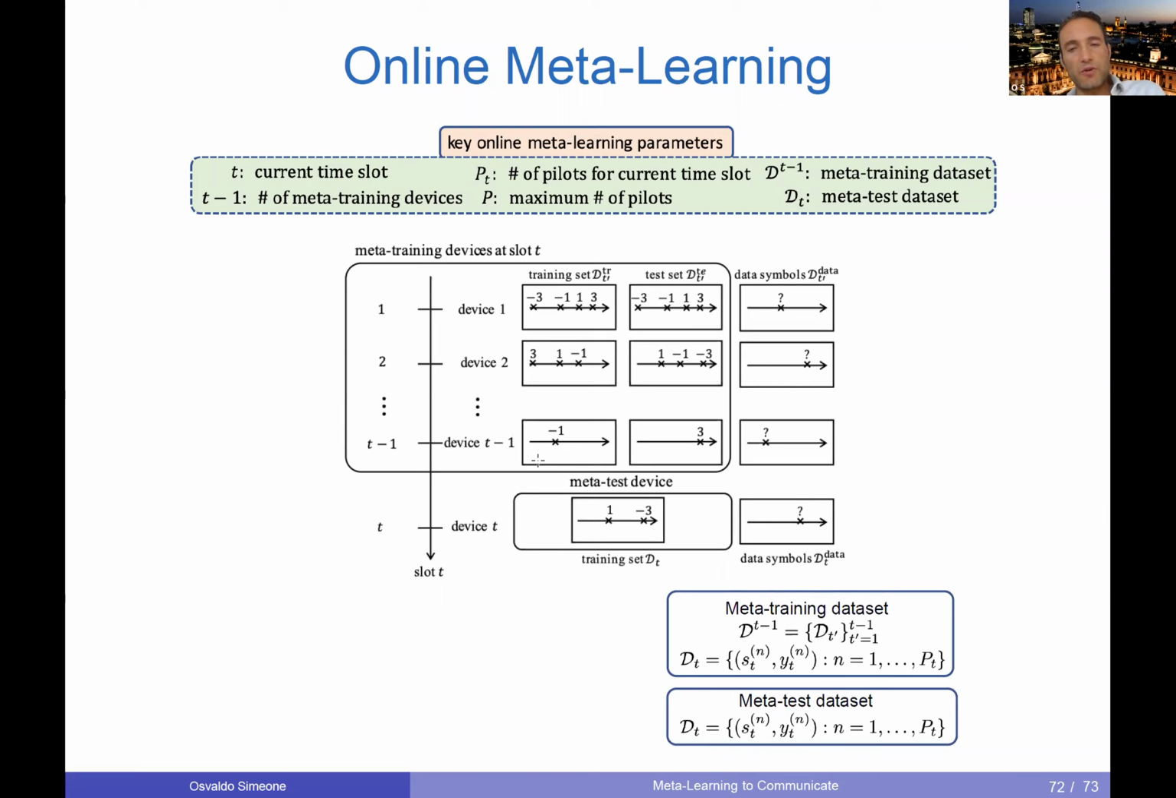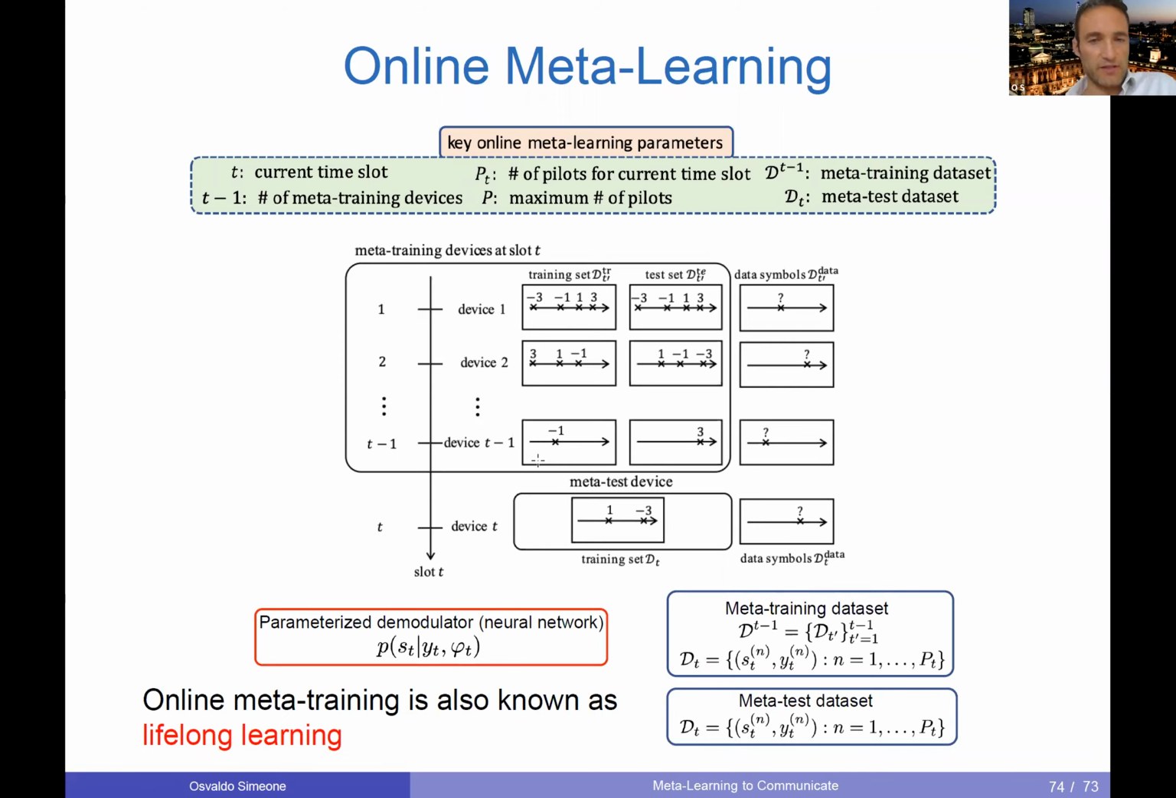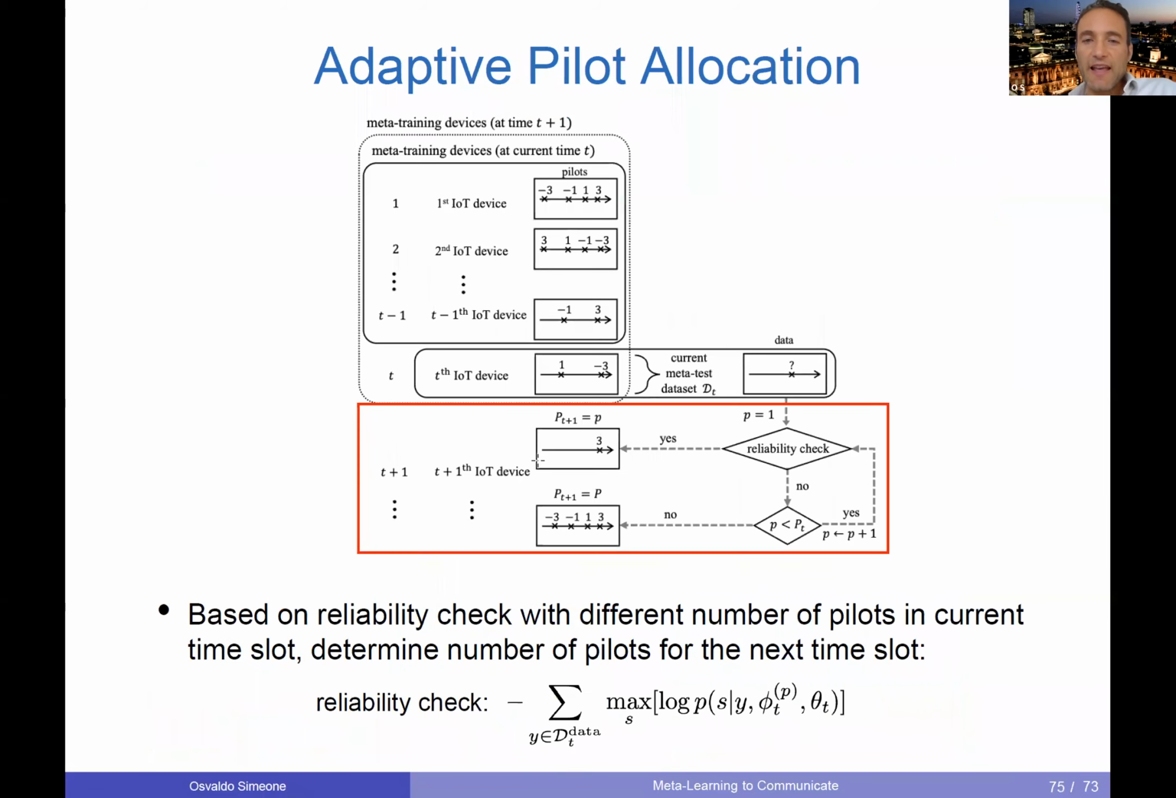And of course, by doing this online, we can also hope that the system would work in non-stationary situations in which the statistics of the system may change over time. And this type of approach is known as online meta-learning and also as lifelong learning, right? Because as time goes on, we change the way in which we adapt to new circumstances. So lifelong learning.